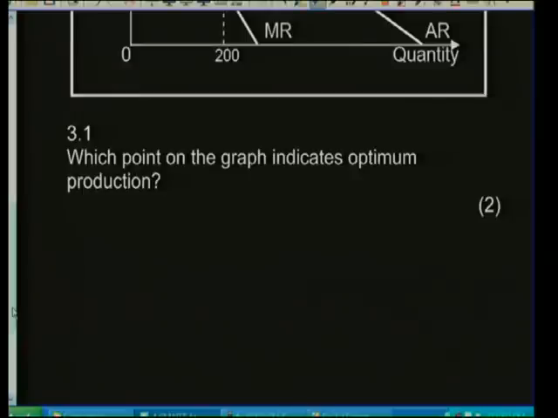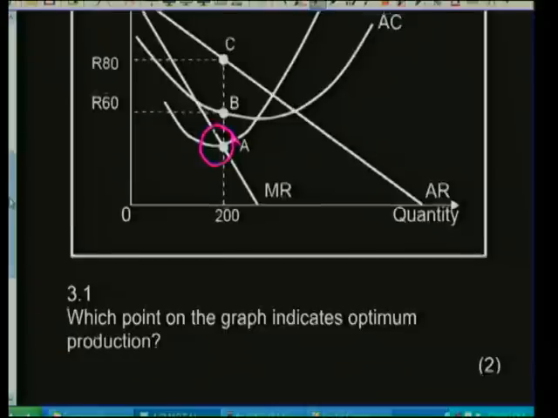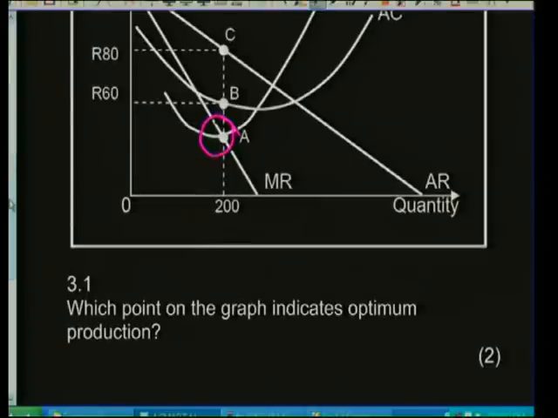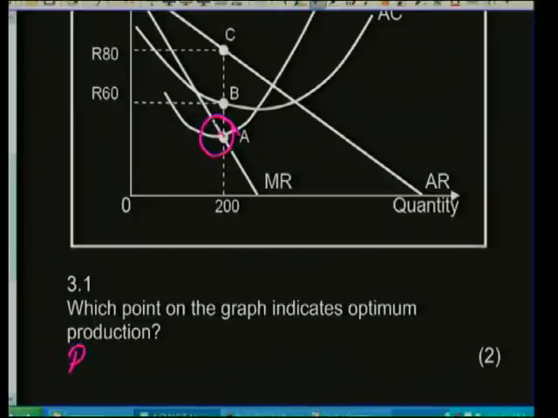3.1. Which point on the graph indicates optimum production? Optimum production will be at point A, as we indicated, where marginal revenue equals marginal cost. So in your answer, you can actually either write point A, or you could write marginal revenue equals marginal cost.